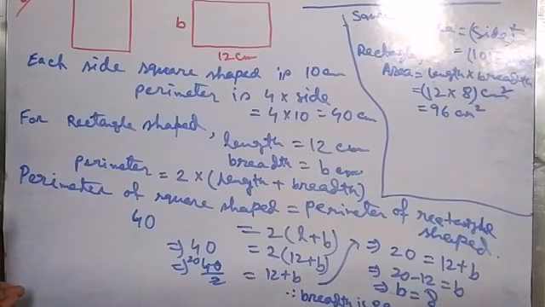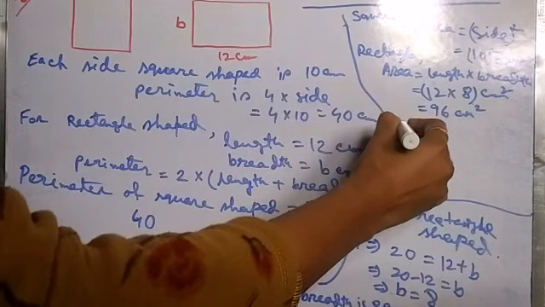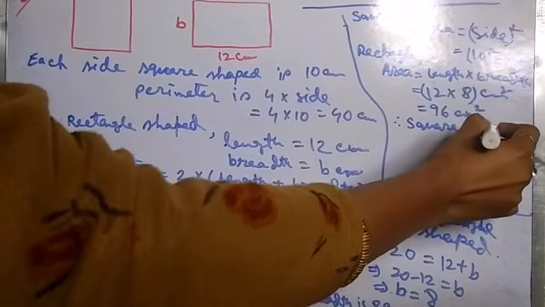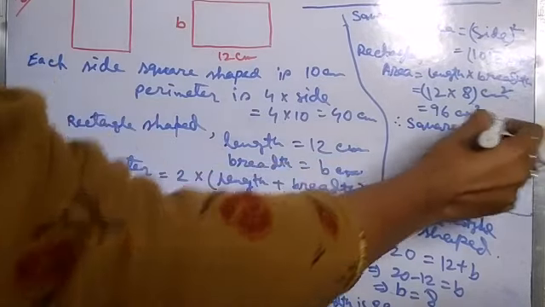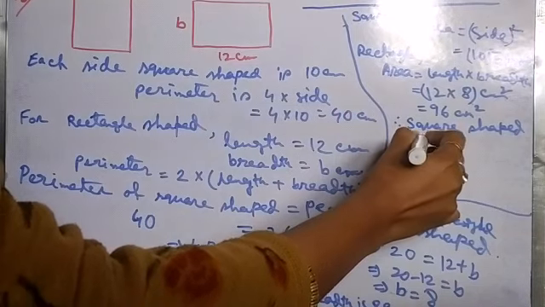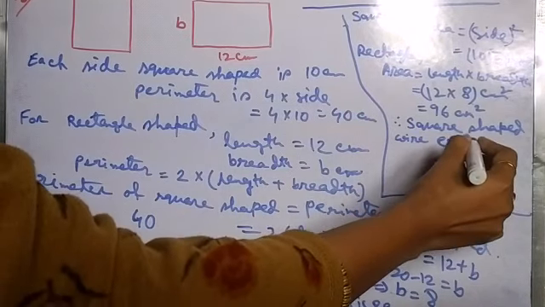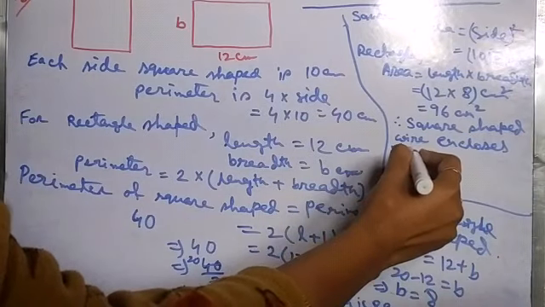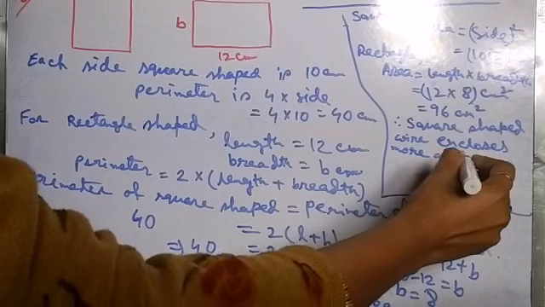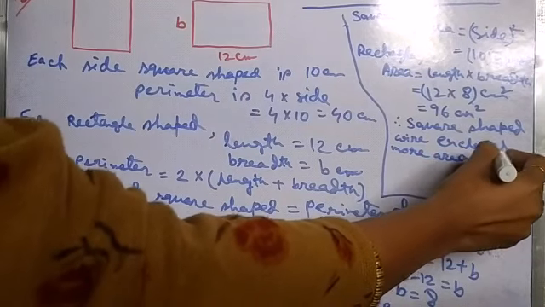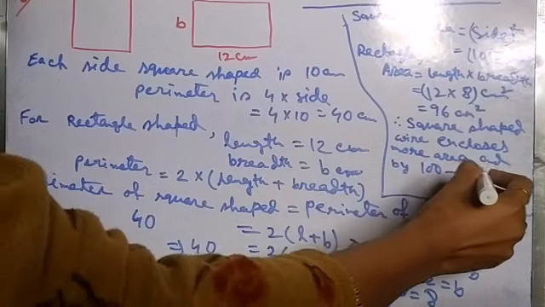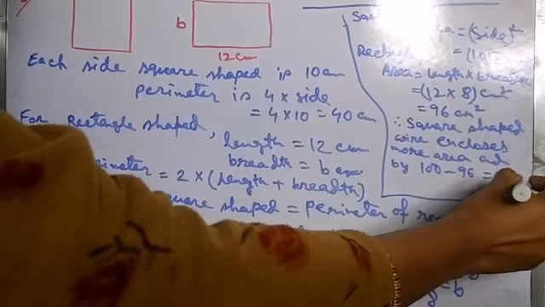So here square shaped one encloses more area, and by how much, that means we have to subtract: 100 minus 96, that means 4 centimeter square.